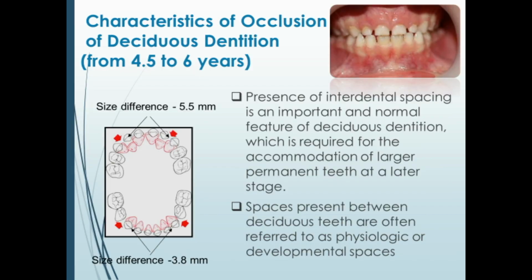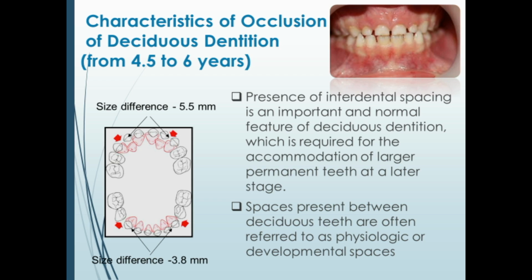I'd like to highlight the substage of deciduous dentition at the age of 4.5 to 6 years. The jaws start to prepare for the permanent dentition. Characteristics of occlusion of deciduous dentition.